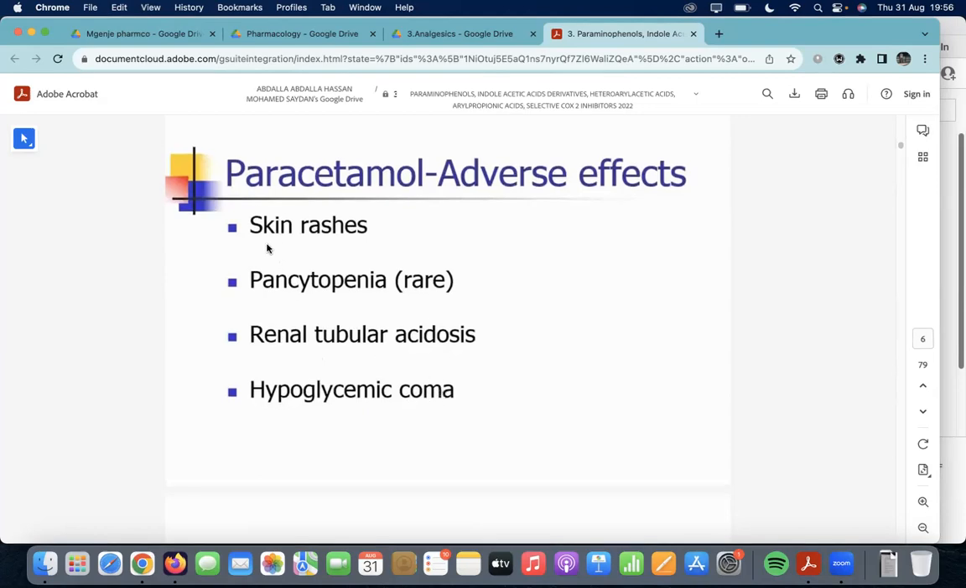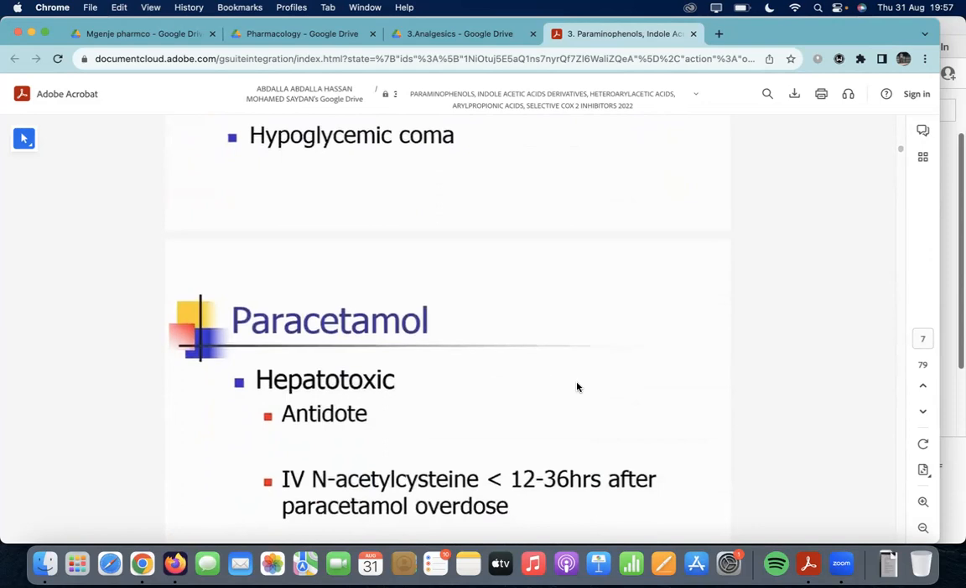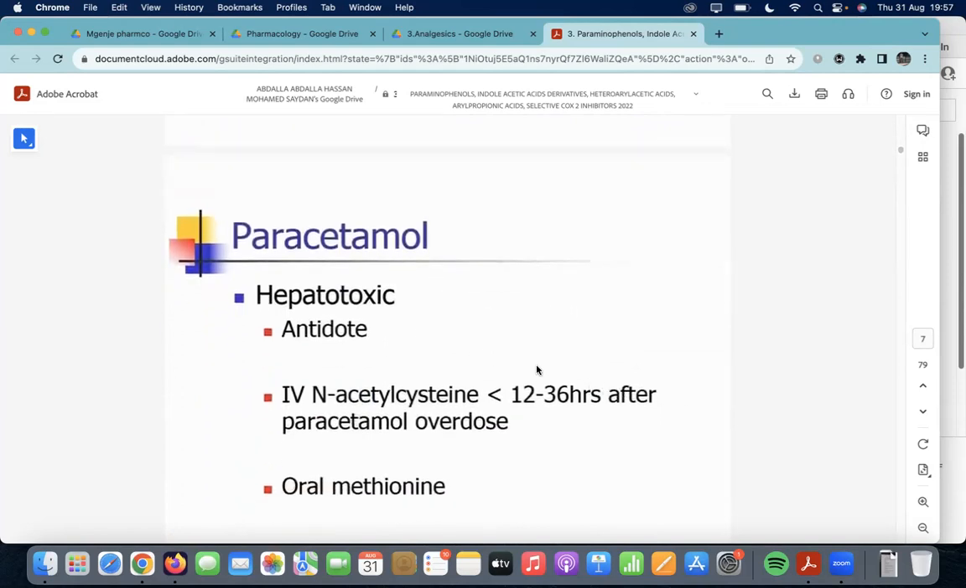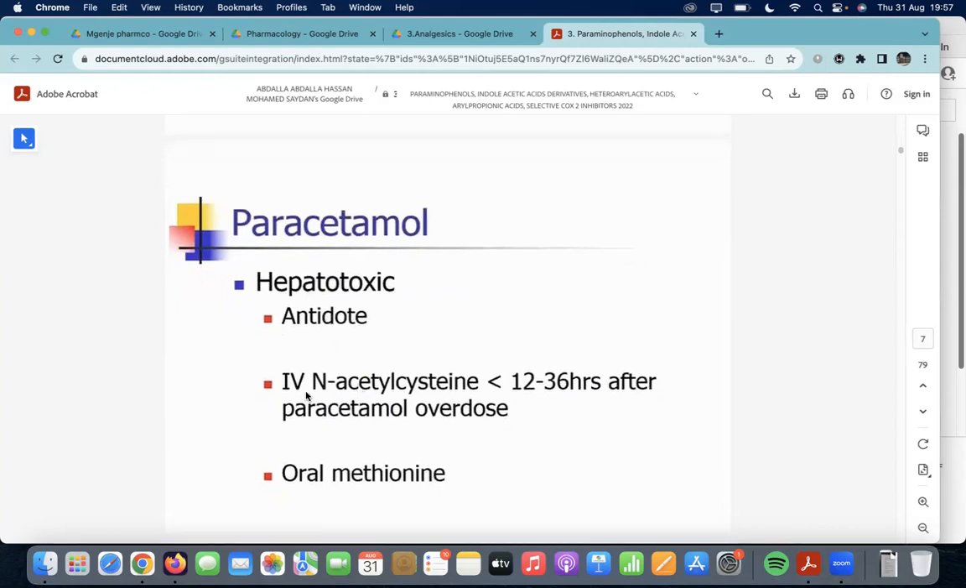Hypoglycemic coma, those three. Pancytopenia is there, but it's rare, so I don't think it's a very important thing to write, because it's very rare. So skin rashes, renal tubular acidosis, and hypoglycemic coma are some adverse effects of paracetamol. Paracetamol can also be hepatotoxic, but it has an antidote, which is N-acetylcysteine, or NAC. I think it can be shortened to NAC.